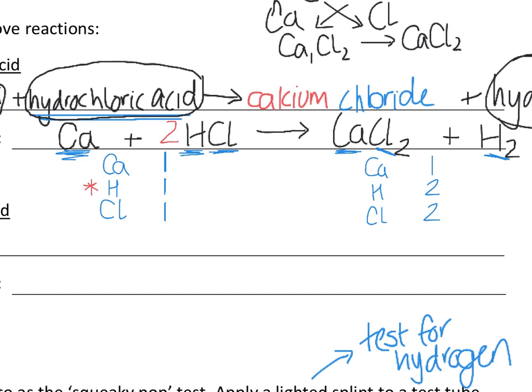The next step is essential. I must update my list for every element that it affects. So instead of having 1 hydrogen, I now have 2. Instead of having 1 chlorine, I now have 2. Because this 2 in front of my hydrochloric acid multiplies everything in the formula by 2. And now you can see that as a result of just putting that 2 in, I've balanced my whole equation. So the balanced equation is Ca plus 2HCl gives me CaCl2 plus hydrogen.